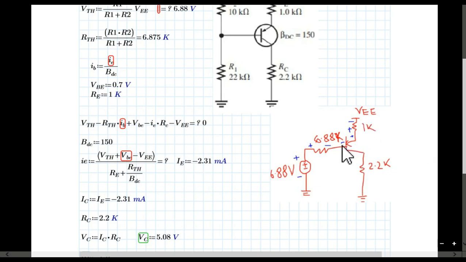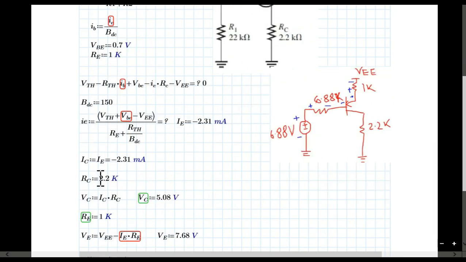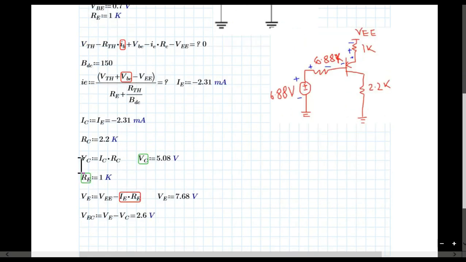This current will come as a negative current. Now since IC equals IE, your IC value is minus 2.31 milliamps. What is your RC value? This is RC, this is 2.2K, and now you can easily find the value of VC. VC equals IC into RC. So what is your IC? 2.31 milliampere into RC 2.2K. You can solve this. Your VC value is 5.08 volt.